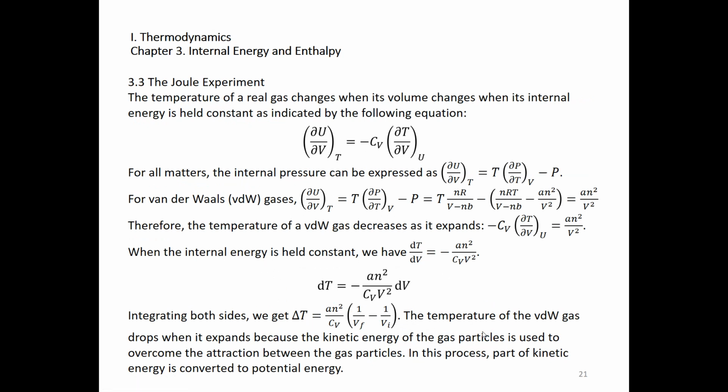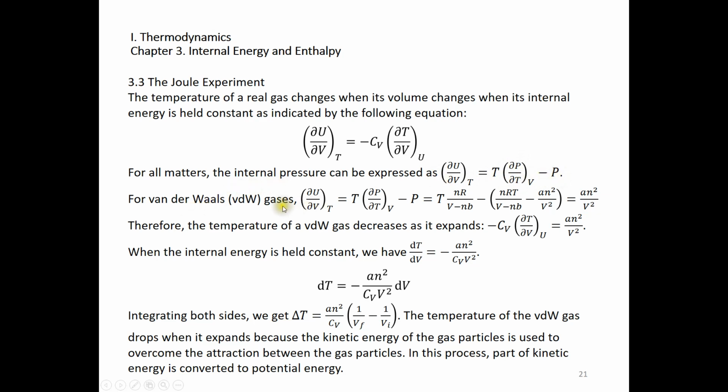Again, this is the Joule experiment. The exact derivation of ∂U/∂V results in this expression. It's negative CV times ∂T/∂V under constant internal energy. For all matter, we can prove this: ∂U/∂V under constant temperature is T times ∂P/∂T under constant volume minus P. We will prove this in chapter 5.